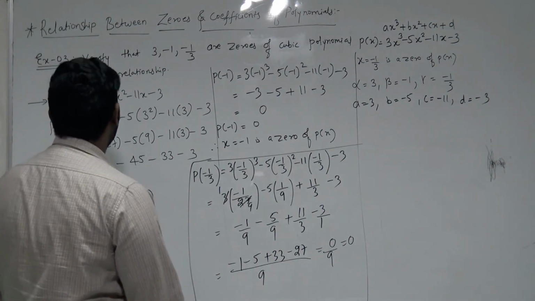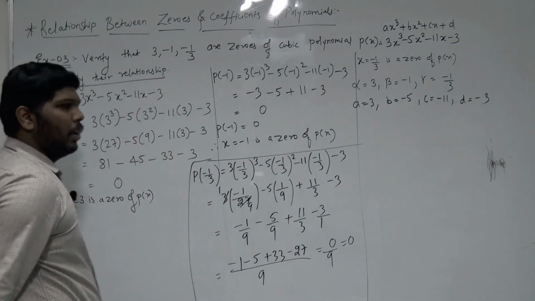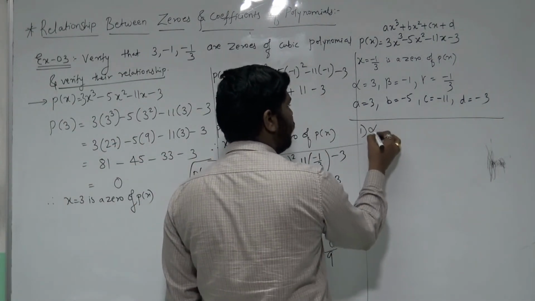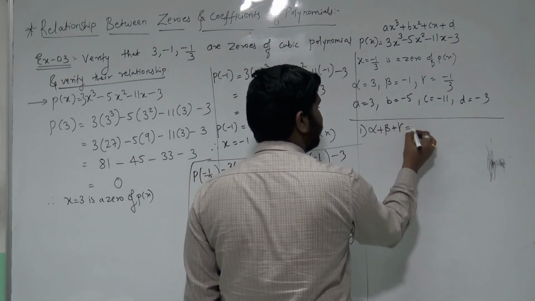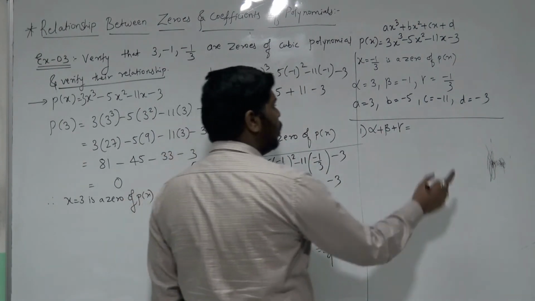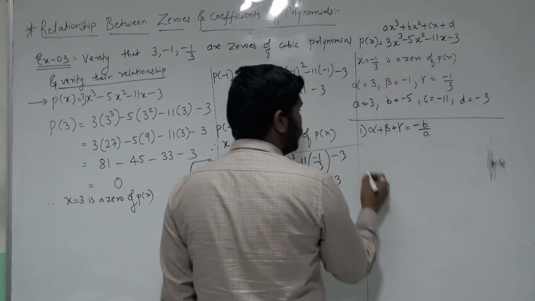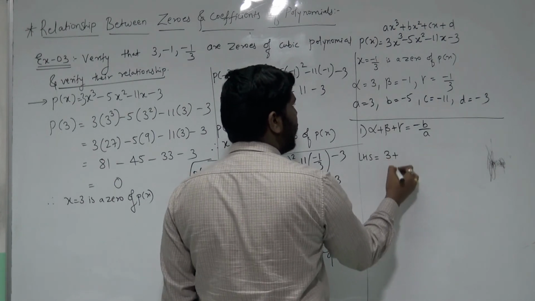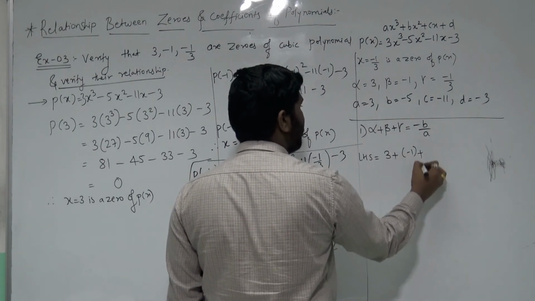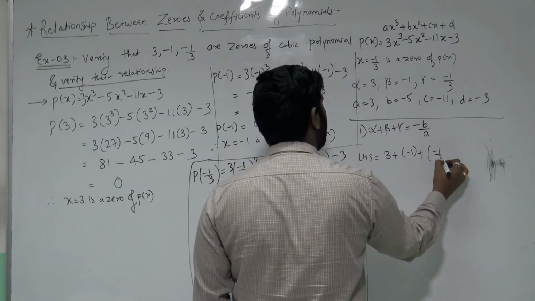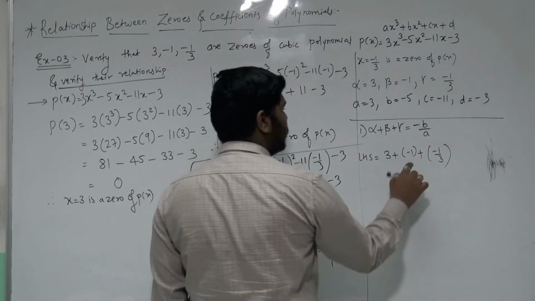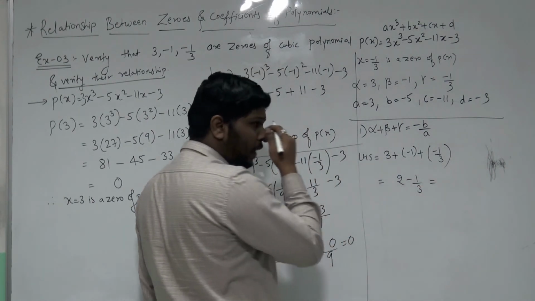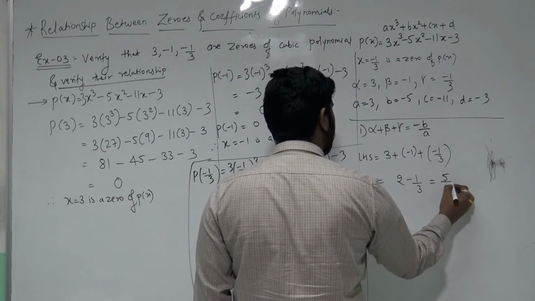So what is the last part of the question now? Verify their relationship. So let us take the first relationship now. First relationship says that alpha plus beta plus gamma should be equal to how much? It should be equal to minus b by a. So if I take the LHS, value of alpha is 3 plus value of beta is minus 1 plus value of gamma is minus 1 by 3. So what is 3 minus 1? This is 2. Plus of minus is minus 1 by 3, and if you take the LCM, 3 into 2 is 6, 6 minus 1 will be 5 by 3.